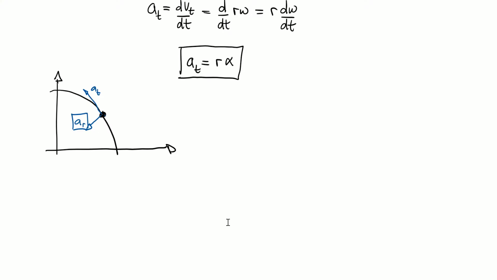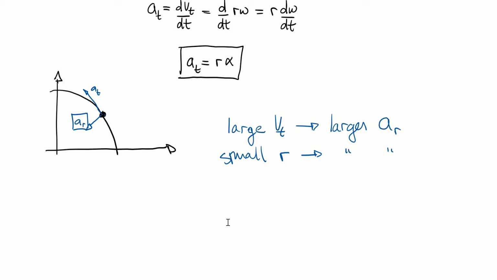If you imagine a circle, right? If you're going really fast, if you have a large v_T, a large tangential speed, you're going to have to turn sharper. You're going to have to turn harder, right? Or you're going to have a larger radial acceleration, right? Likewise, if that circle is really small, if you're turning around a very sharp corner, so if you have a small radius that you're traveling along, that's also going to have a large radial acceleration. You're going to have to turn sharper to do that.